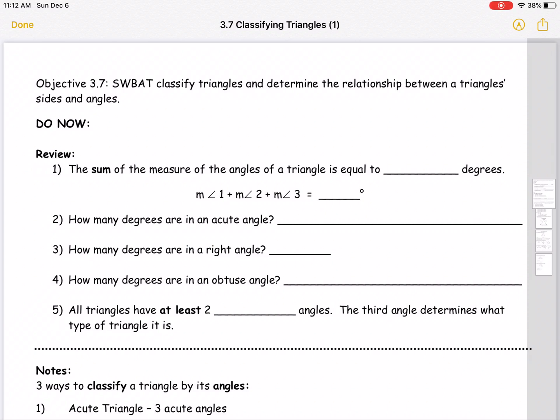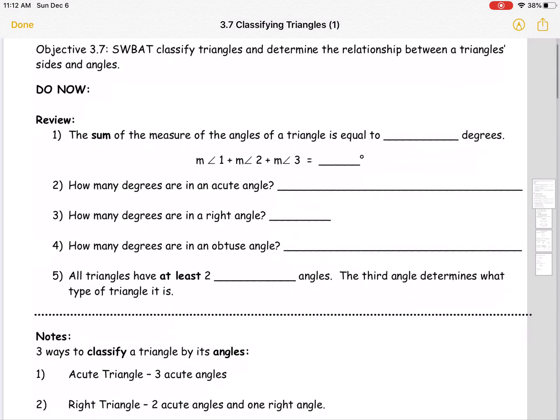Alright, hi everybody. Today we're going to talk about Objective 3.7. Objective 3.7 is about classifying triangles and determining the relationship between a triangle's sides and angles. So, you're going to learn what classify triangles means in a little bit.